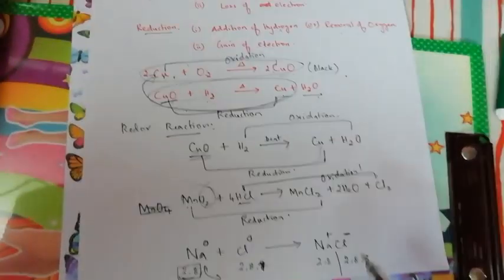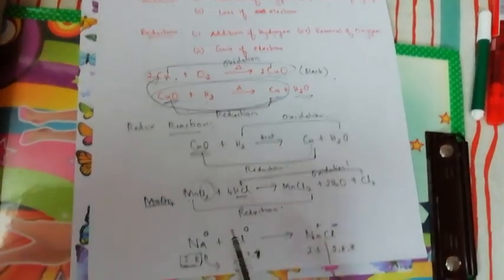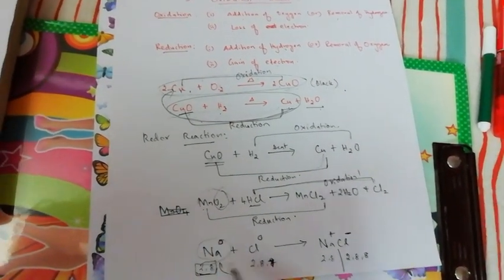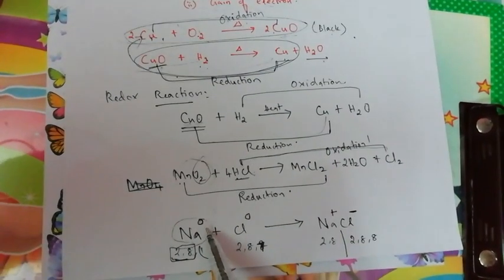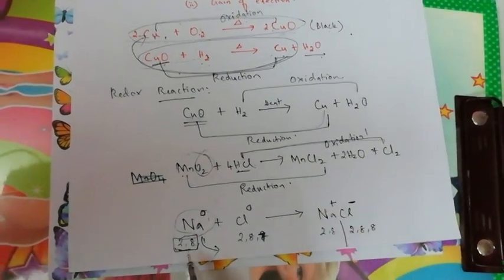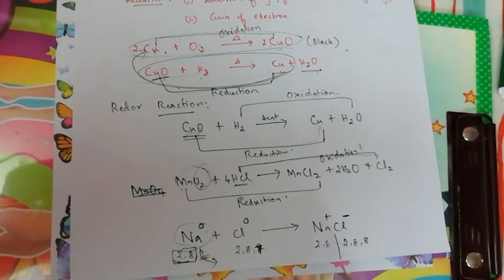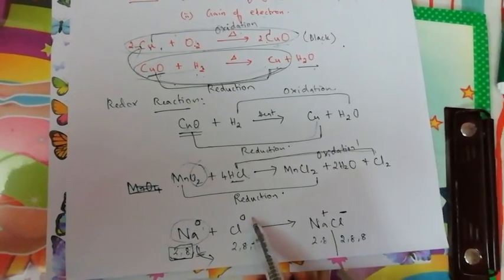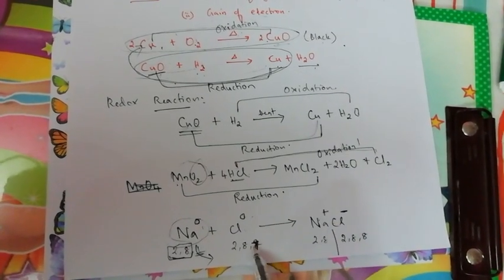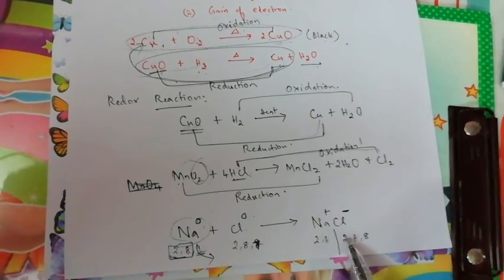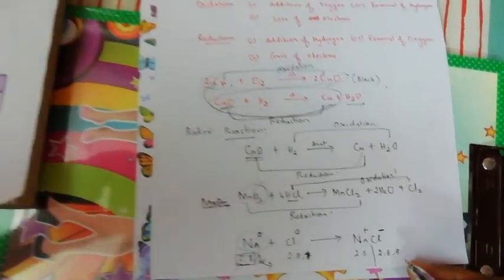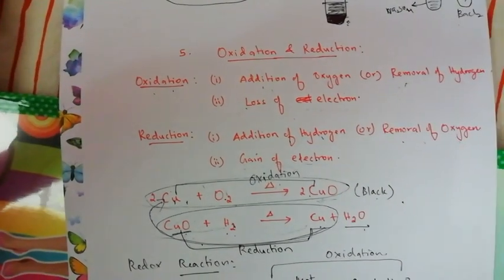So what is actually, I'm going to tell you another thing, oxidation. Which one is oxidized? Sodium is oxidized. Why is sodium oxidized? Because it loses one electron. Why is chlorine reduced? Because it gains one electron. You look here, before it is 2, 8, 7, now 2, 8 and 8, it gains an electron. You will understand now. So this is what oxidation and reduction are.